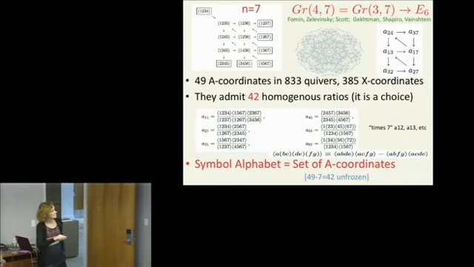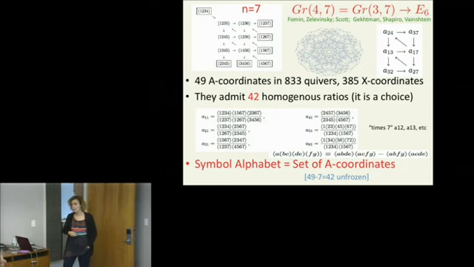Some details are not as important for the purpose of this talk. We can make a choice, and it can be shown that this quiver, by mutation, can be mapped to E6. So it's still a finite dimensional cluster algebra. The choice that people make is that these 49 admit 42: 49 minus 7 is 42 homogeneous cross ratios. These are the variables that people use in the bootstrap. So we take this set of A coordinates, and that's our symbol alphabet for the bootstrap.